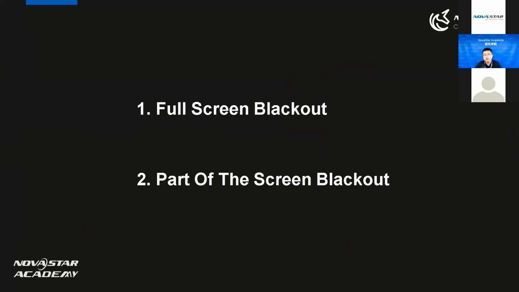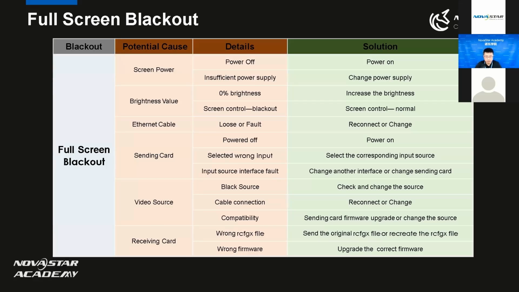So let's start from the full screen blackout first. Since there are 2 different situations, we will let you know how to troubleshoot in each situation. First is full screen blackout. Firstly, what we need to check is the screen power, because this is the most overlooked one. So before we do any troubleshooting, try to check if the screen power is turned on, and try to check if the screen power is adequate.